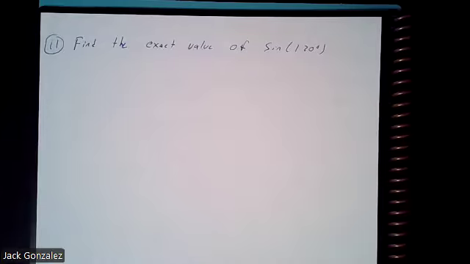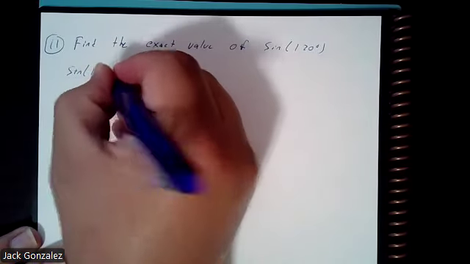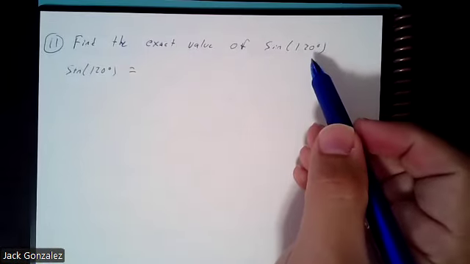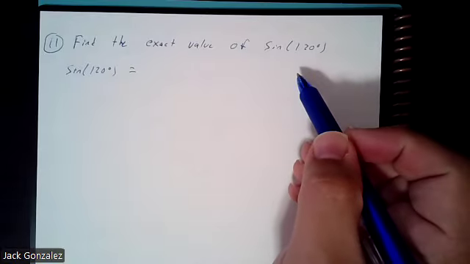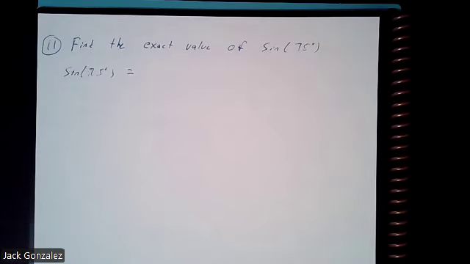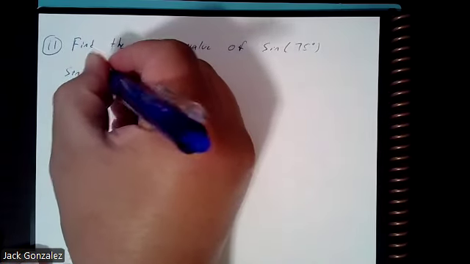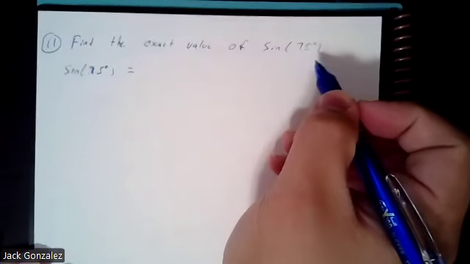Number 11 is going to be a sum and difference type formula, so whenever you get something like this that is not on the circle, I don't think. Let me check, actually. Actually, this one is. Let me pick a more interesting one. Sorry about that. Okay, sine of 75 is better. So that's not on the circle.